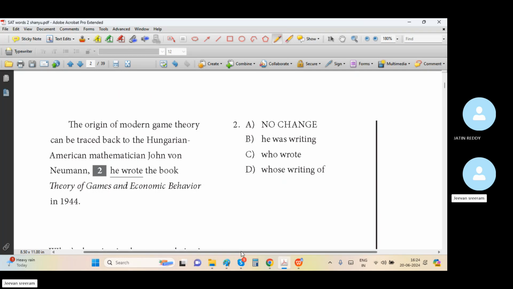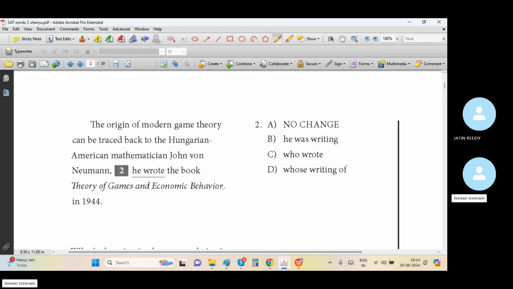The origin of modern game theory can be tracked back to the Hungarian American mathematician John von Neumann, he wrote the book Theory of Games and Economic Behavior. So please observe there is a comma here. So till here it is a complete idea. And again till here, if you consider this portion, this is also a complete idea. Between two complete ideas, the comma was used. So can we change the comma here?